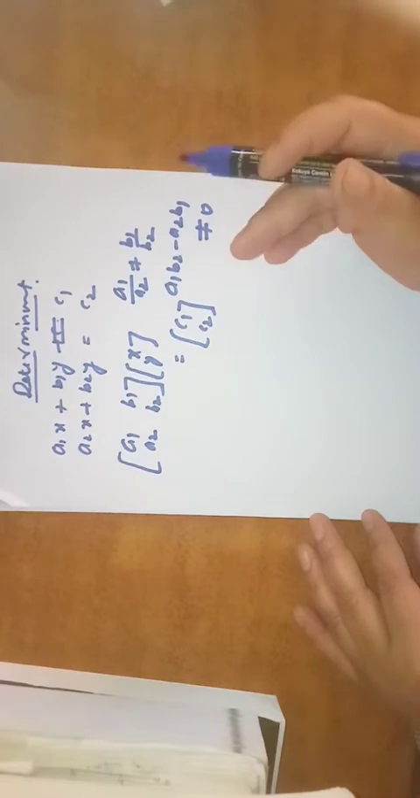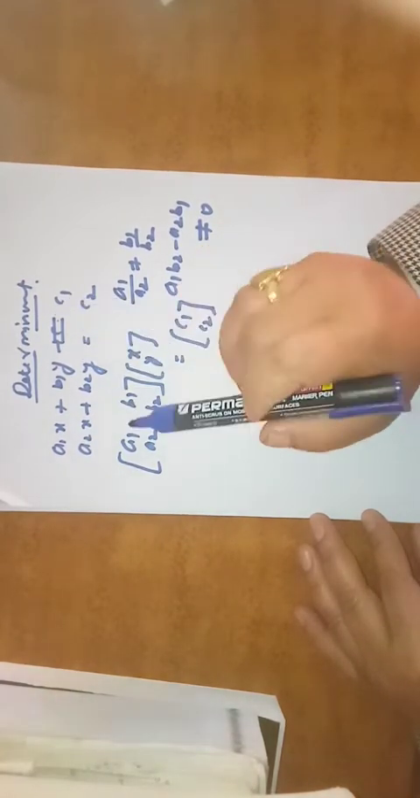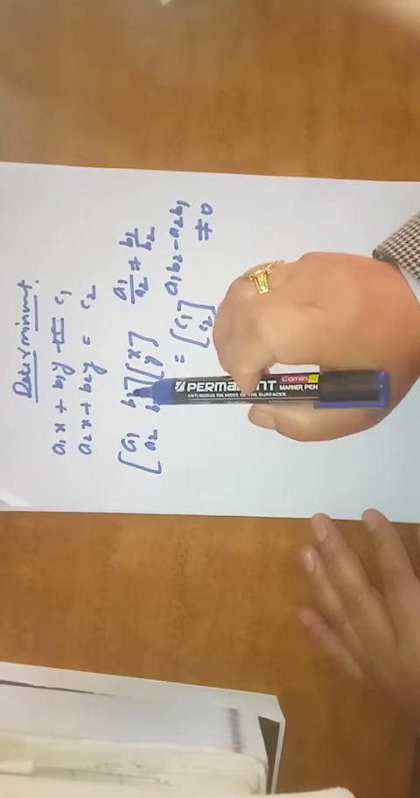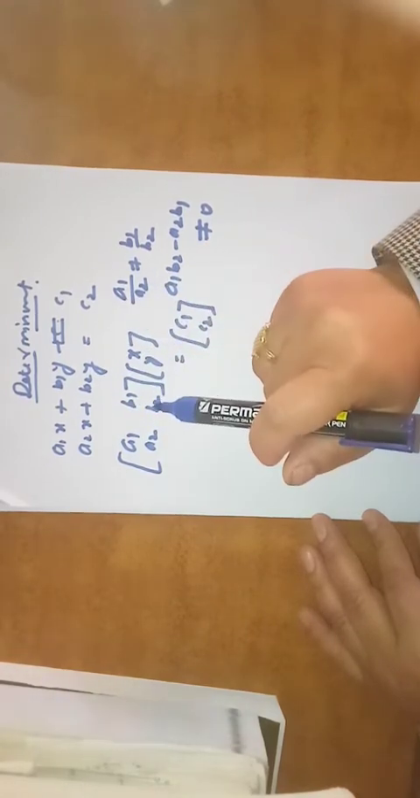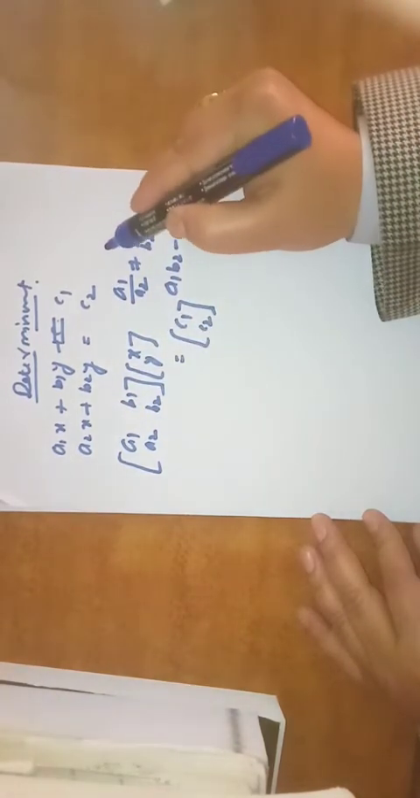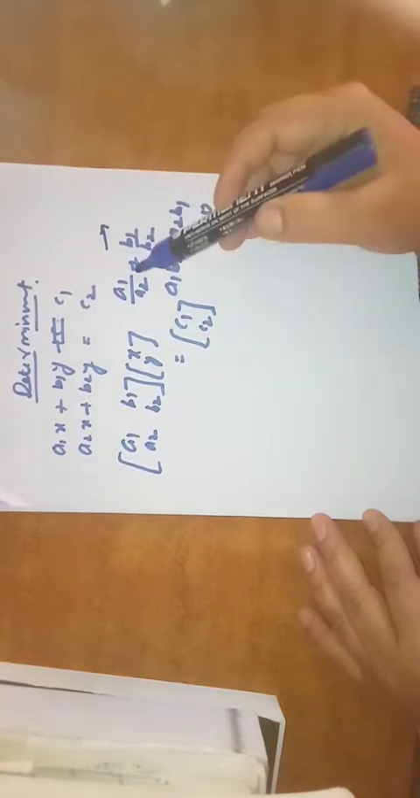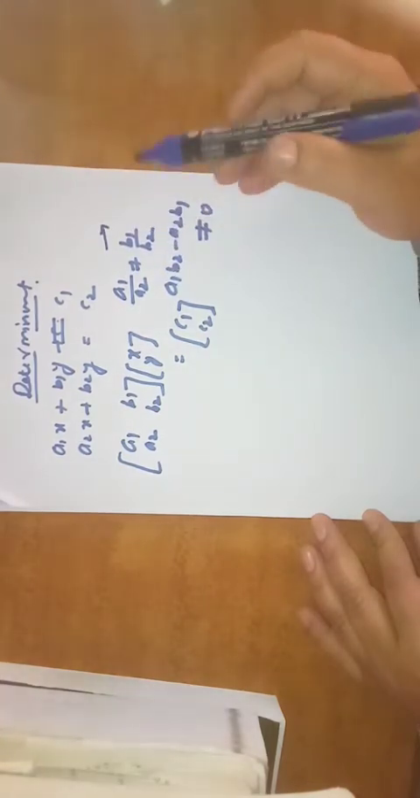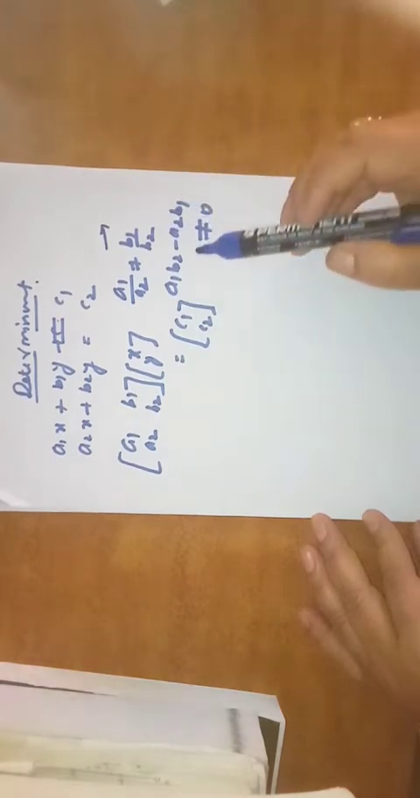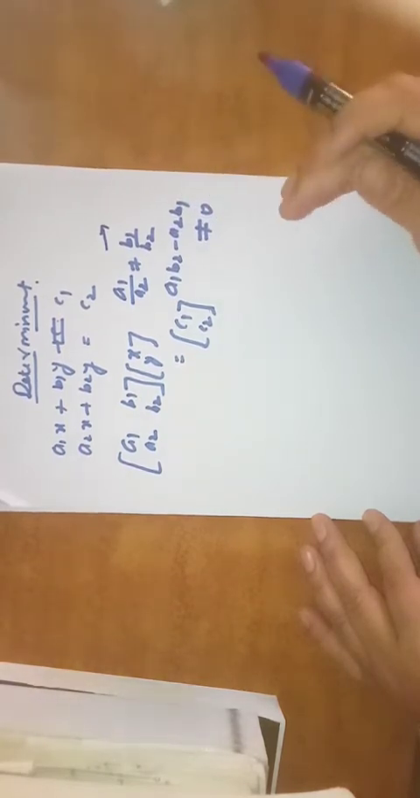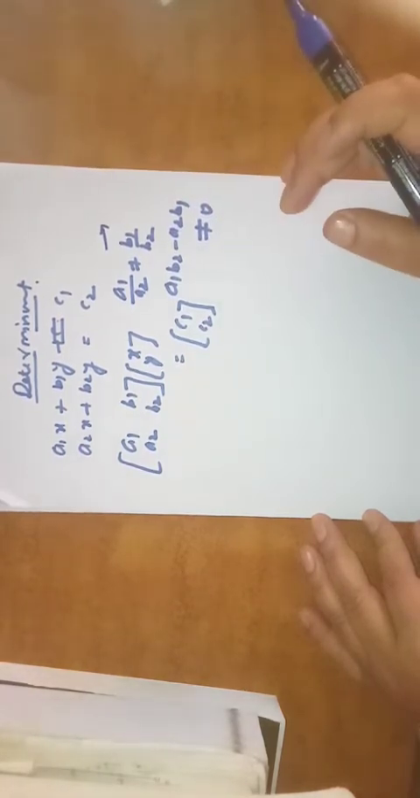Recall the linear pair of equations in class 11th: a1x plus b1y equal to c1 and a2x plus b2y equal to c2. The condition for uniqueness of the solution was a1 upon a2 is not equal to b1 upon b2, or the number a1 b2 minus a2 b1 should not be equal to 0.